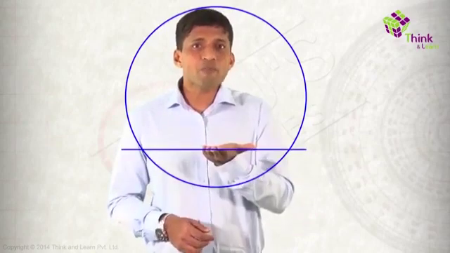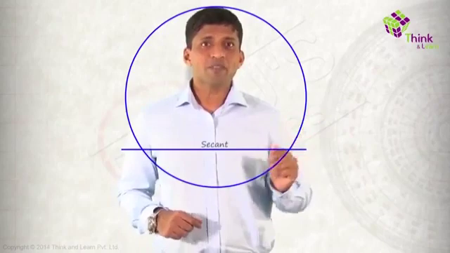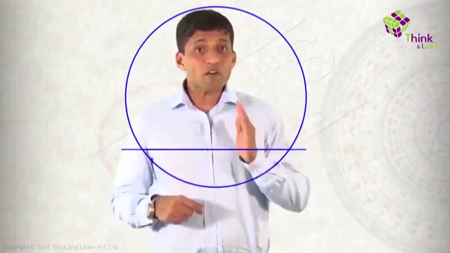So let's visualize. If I take a circle and a line, what are the different ways of placing this line? The line can be outside like this. If I push this up, where it's touching the circle at just one point, it's called a tangent. If I push this up further, where it's cutting the circle at 2 points, it's called a secant. But this line segment within the circle is called a chord.